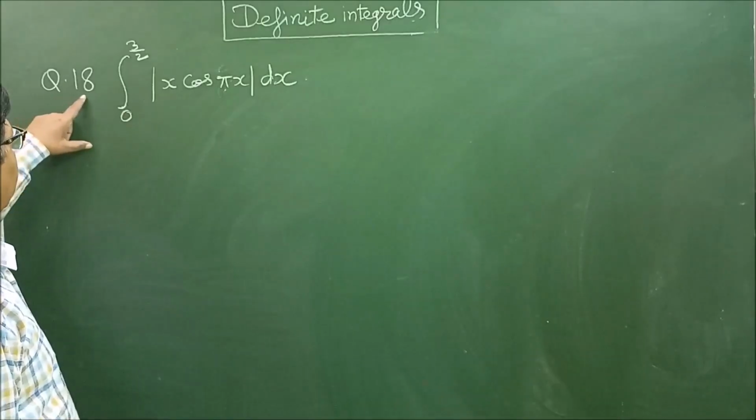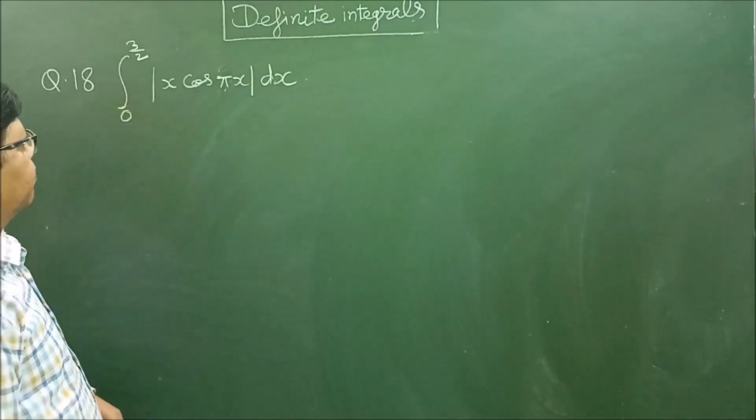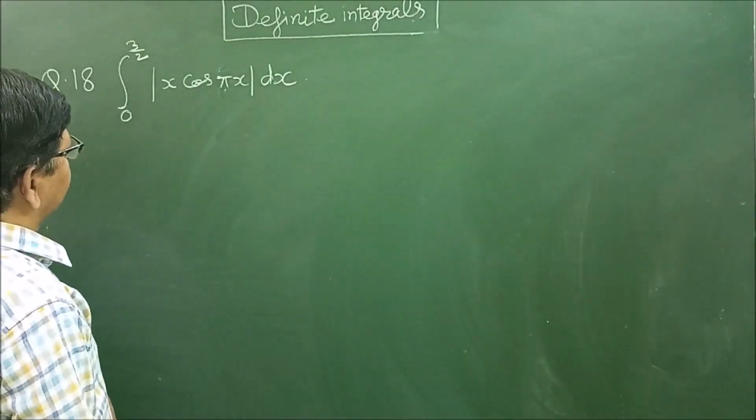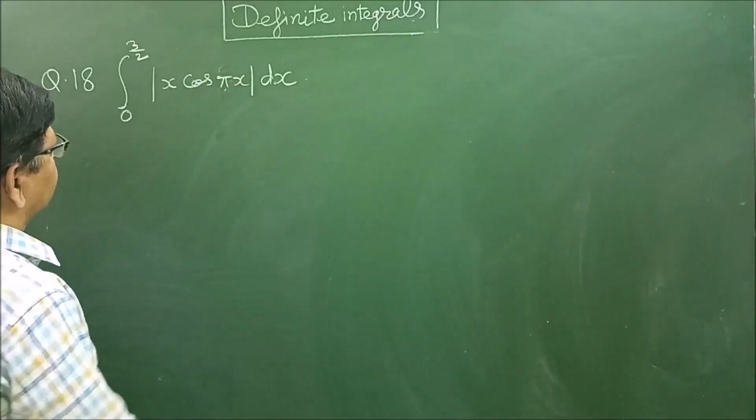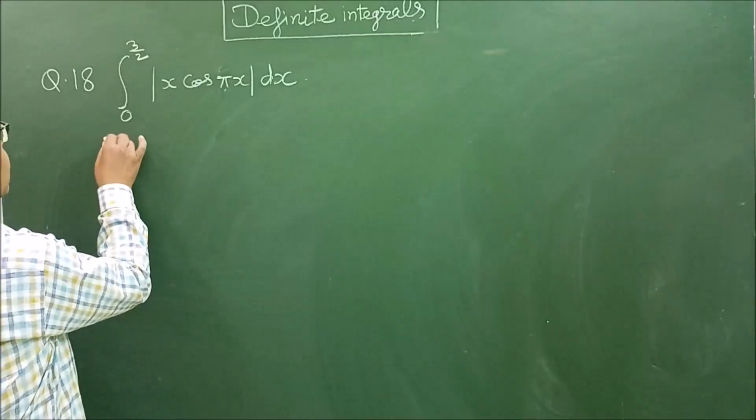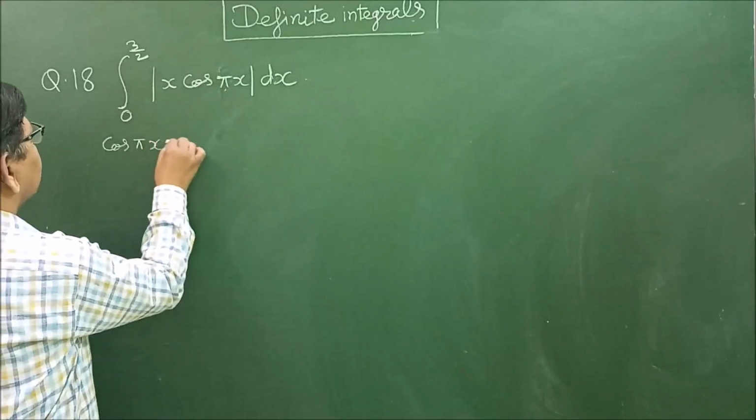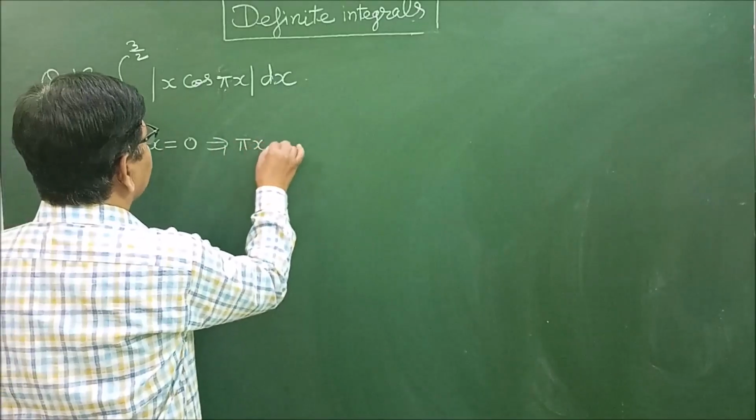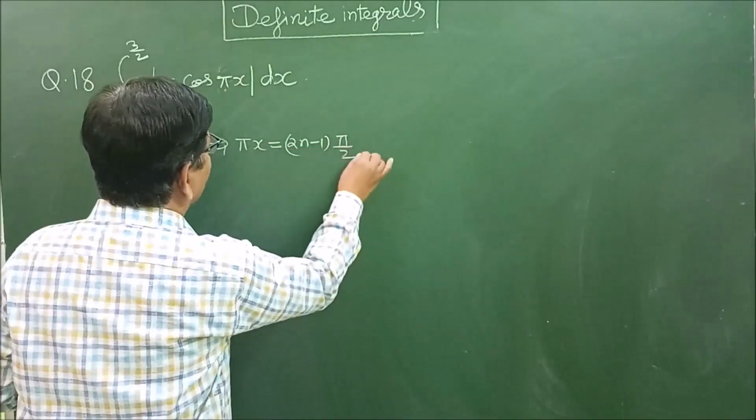Next question, question number 18. Evaluate the definite integral from 0 to 3 by 2 of x cos pi x dx. Now let us find the points for cos where the value of cos pi x is 0. This implies that pi x should be an odd multiple of pi by 2, that is (2n minus 1) pi by 2, n belongs to integers.